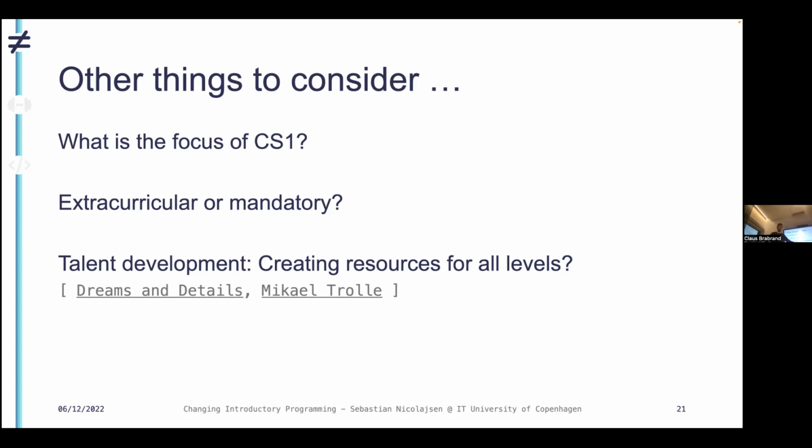There's a guy called Michael Trolle who I think was the coach of the male handball team in Denmark for many years. He wrote a book called Dreams and Details. I was at a talk with him, and we had a really interesting conversation about what it means to identify talent.